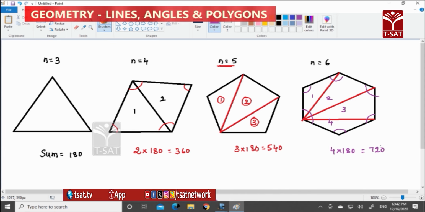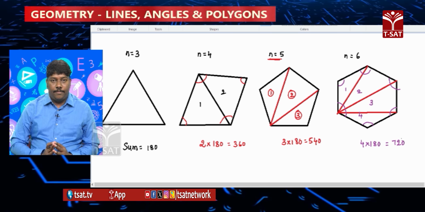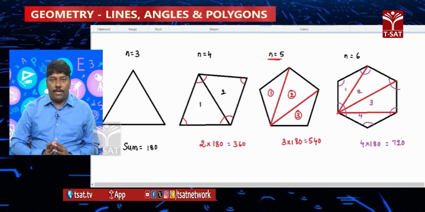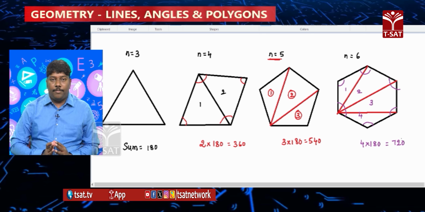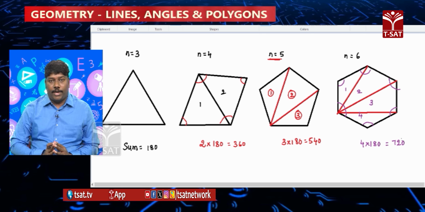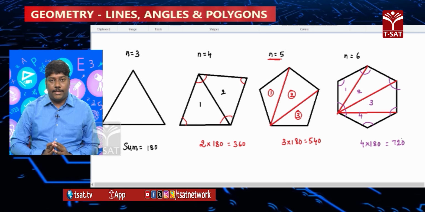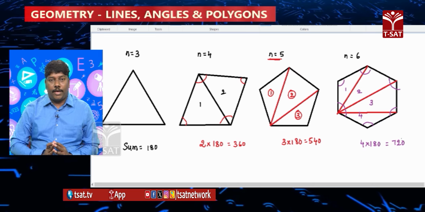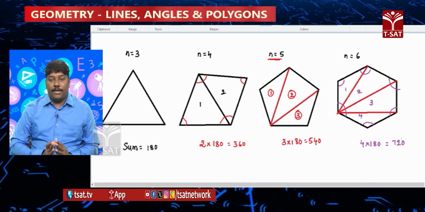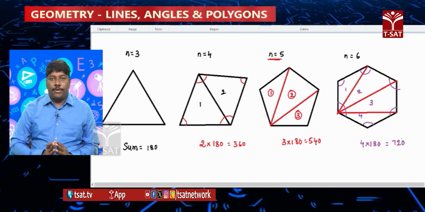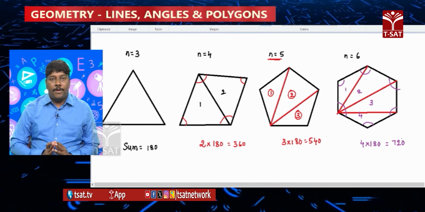Now it follows a logical order. First, for a triangle, number of sides is 3, sum of angles is 180. Now n is equal to 4, number of sides are 4, then it is 2 into 180. For a pentagon, number of sides are 5, it is 3 into 180. For a hexagon it is 6 sides and it is 4 into 180. So if you follow the logical order, for a 6-sided figure you can divide it into 4 non-overlapping triangles.